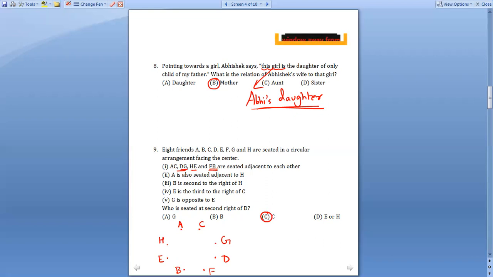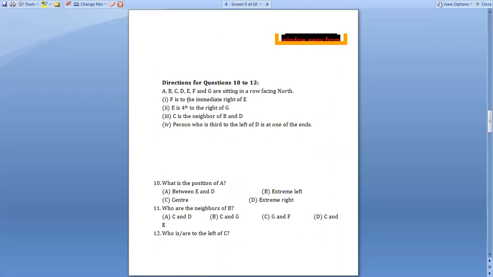Got it? Next, make slight changes if required. Okay, so these are the directions for questions 10 to 12. A, B, C, D, E, F, and G are sitting in a row facing north.